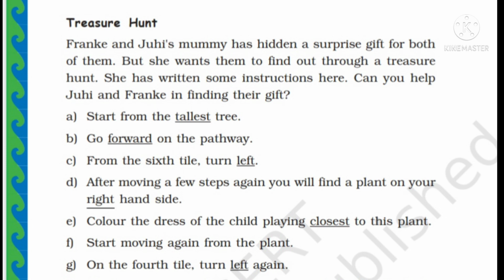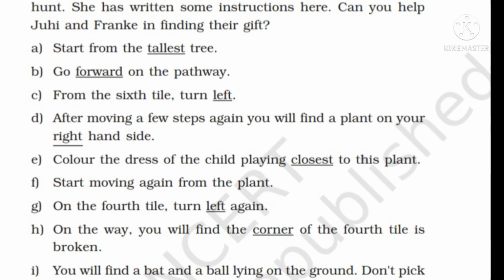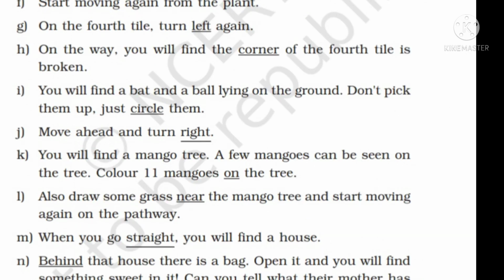Start from the tallest tree. Go forward on the pathway. From the 6th tile, turn left. After moving a few steps again, you will find a plant on your right hand side. Color the dress of the child playing closest to this plant. Start moving again from the plant. On the 4th tile, turn left again. On the way, you will find the corner of the 4th tile is broken.